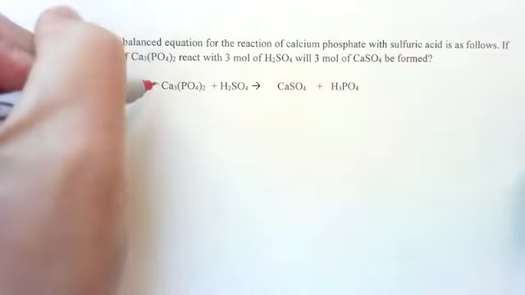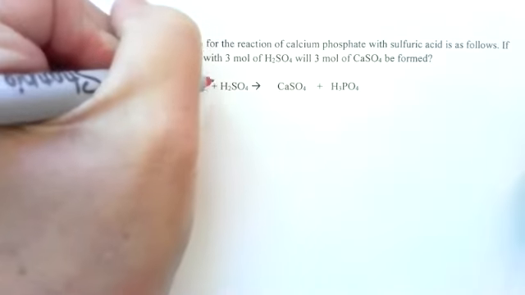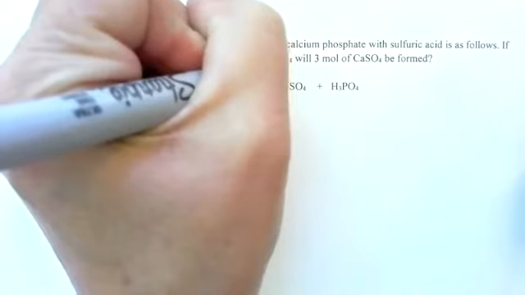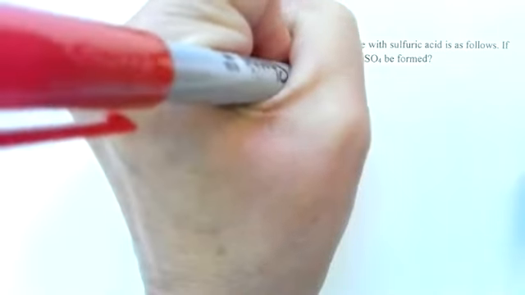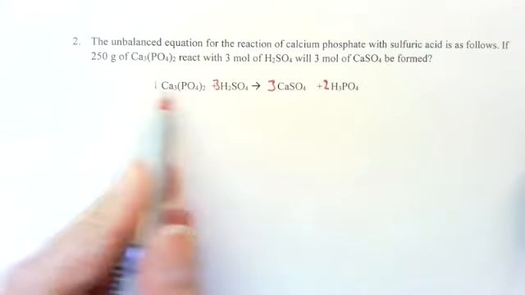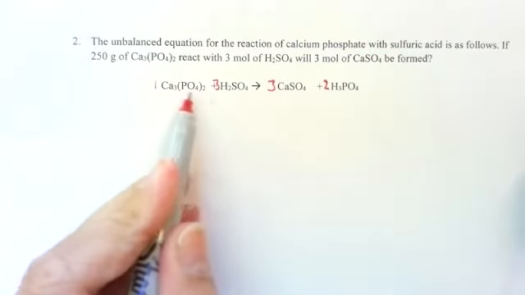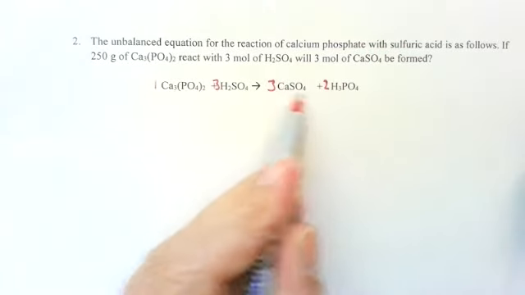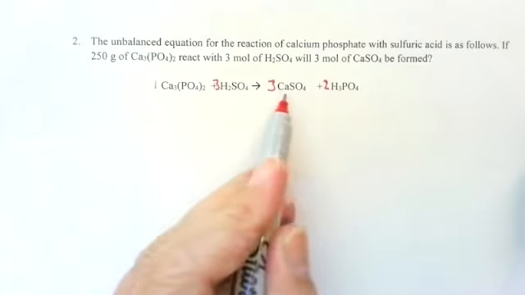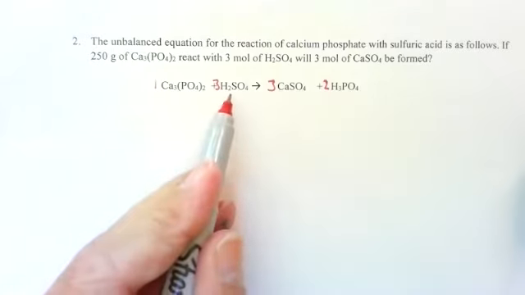Okay, how'd you do? Did you get that this is a 1? This is a 3, this is a 3, and a 2. 3 calcium, 3 calcium. I've got 2 phosphate, I've got 2 phosphate, I've got 3 sulfate, and then hydrogen, I've got 6, and I've got 6.